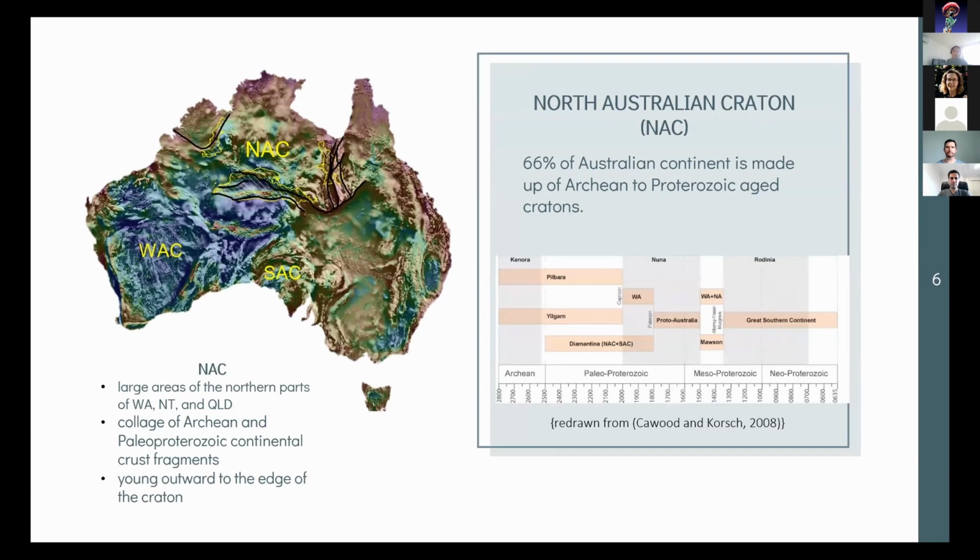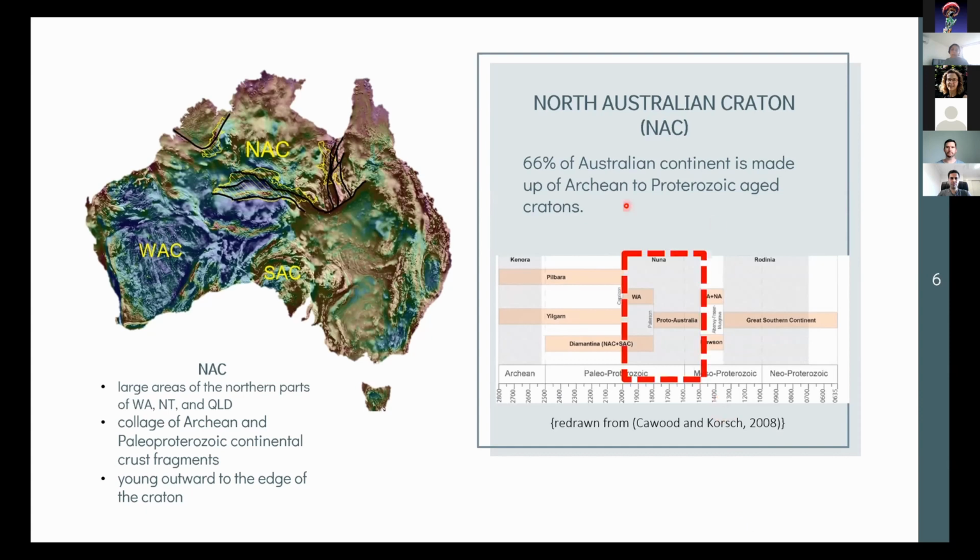So for this study, we needed to choose a craton to work on. So we investigated the Australian Cratons. We know that 66% of Australia is made of Archean to Proterozoic cratons, and their margins are the location of high mineralization, and also high deformation, and fluid flow at all crustal levels.